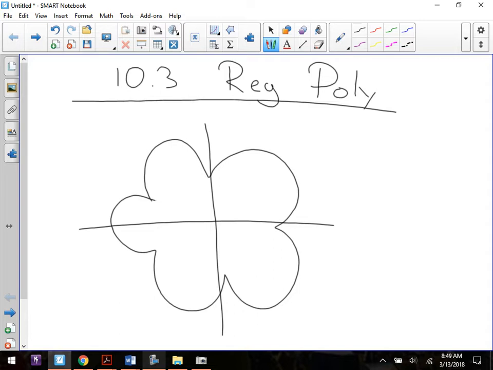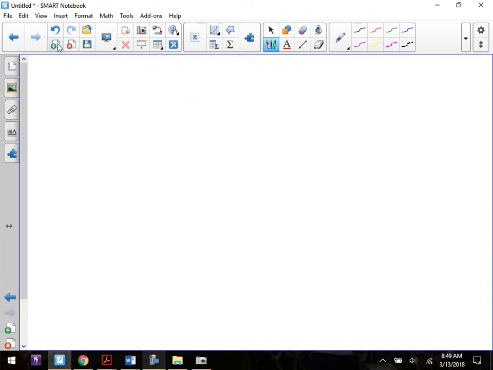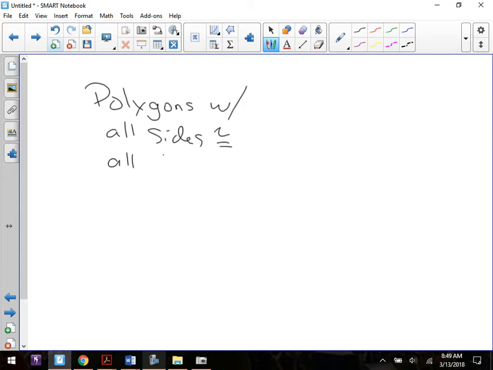You can actually graph stuff like that with trig functions, but that's a different topic. So regular polygons were polygons with all sides congruent and all angles congruent. It's your stop sign. It's a pentagon. It's a square. It's an equilateral triangle. Things like that. A dodecagon. Okay.